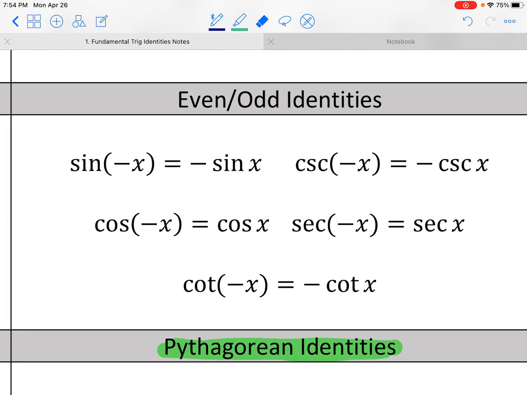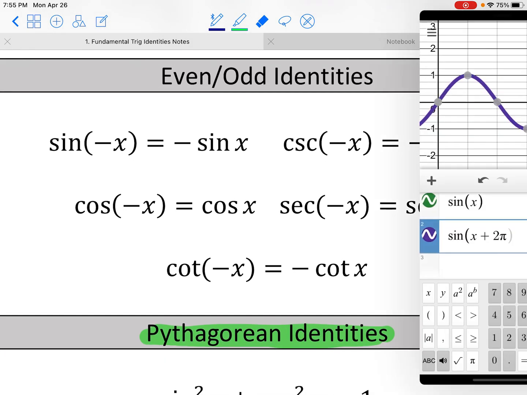These are transformation rules. Now they're called even and odd because of certain symmetries. We say even functions are symmetric with the y-axis. We say odd functions are symmetric about the origin, but I'm not so concerned about those words as long as you understand what's happening in these identities.